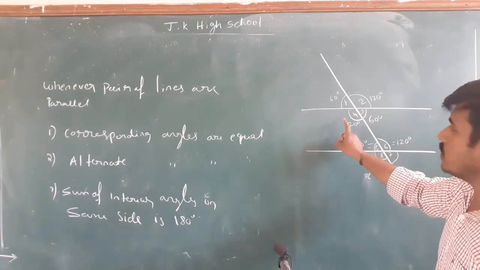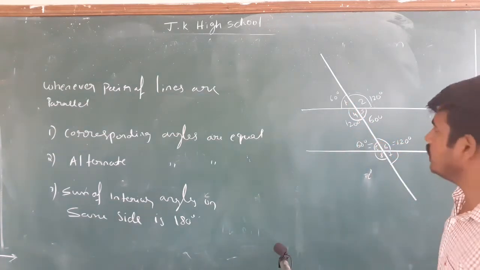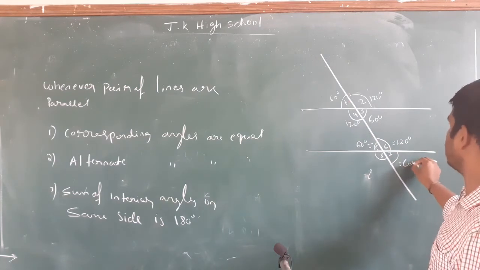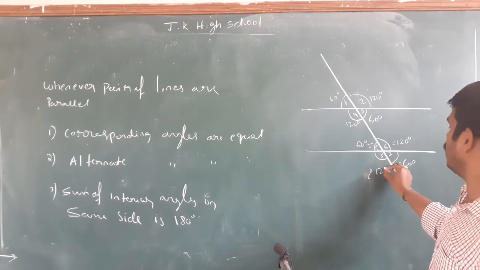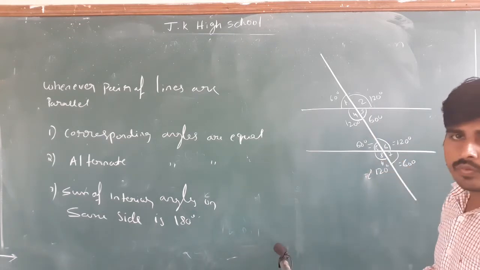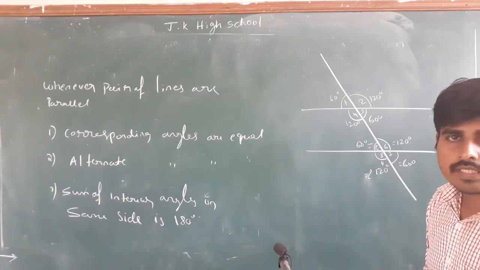Now, 1 is alternate to 7. Therefore, alternate angles are also equal. 7 is going to be 60. 2 is alternate with 8. Therefore, 120 degrees. Now you check whether the given pair of lines is parallel or not.